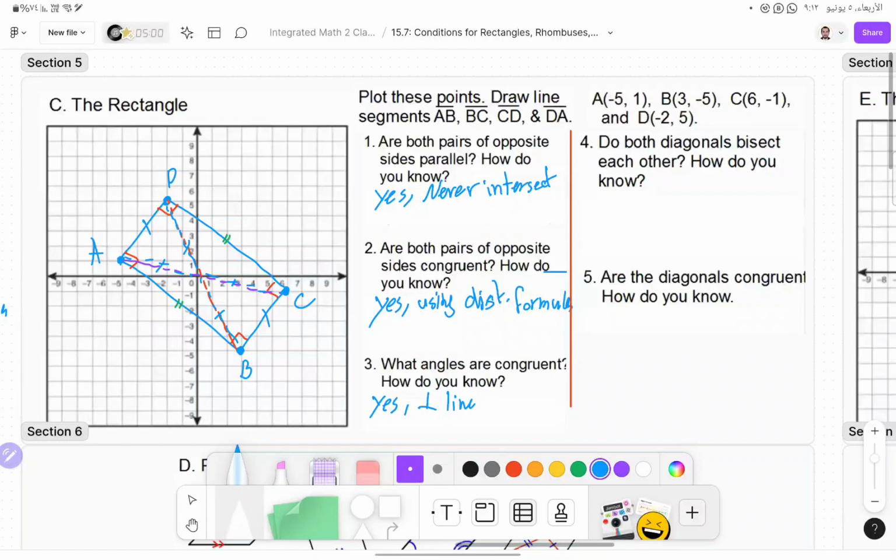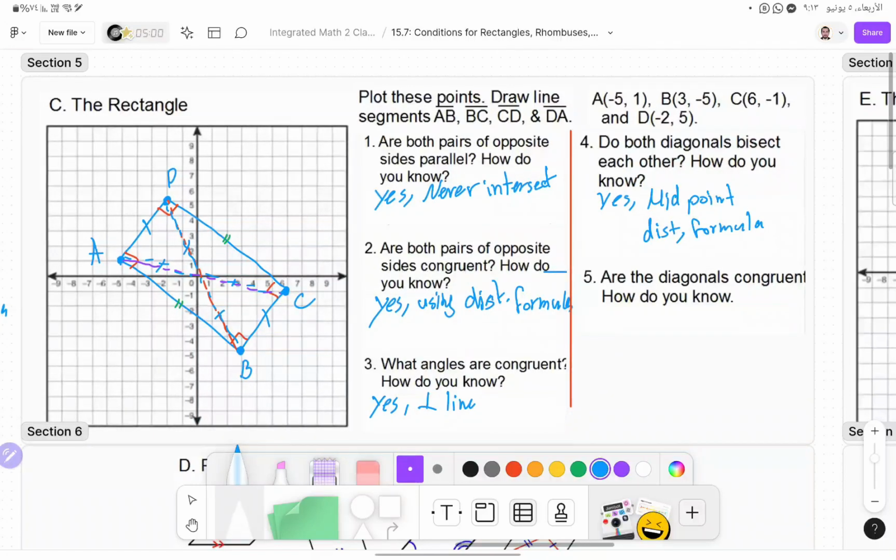But let's read the question again. Do both diagonals bisect each other? Yes, they bisect each other, but they are not perpendicular. And how do I know this? Using the midpoint, or we can use the distance formula.